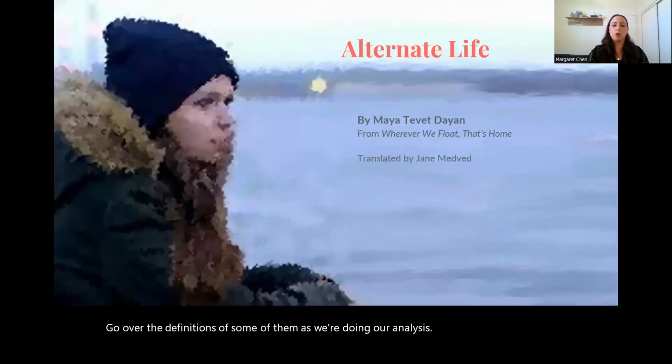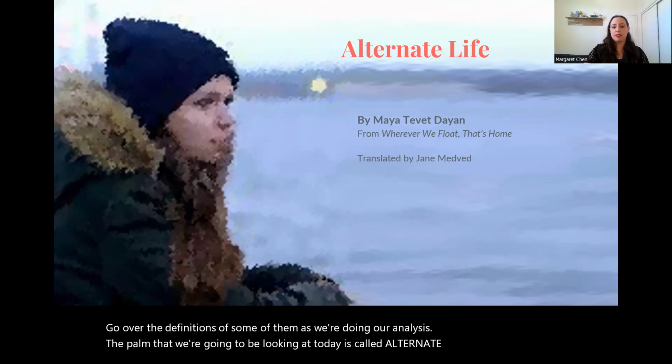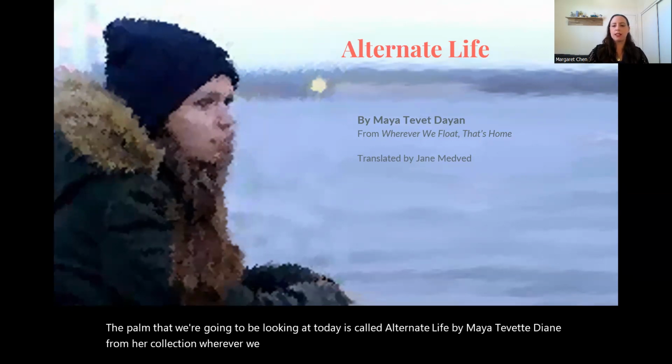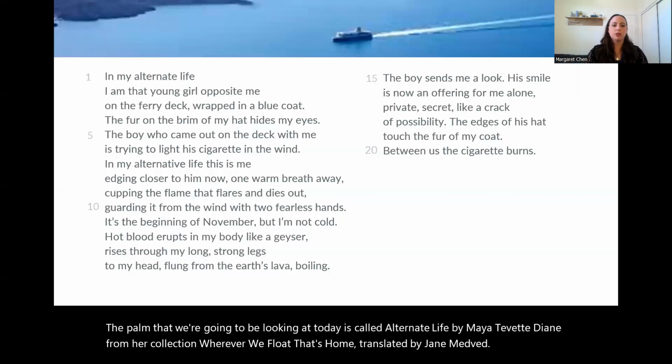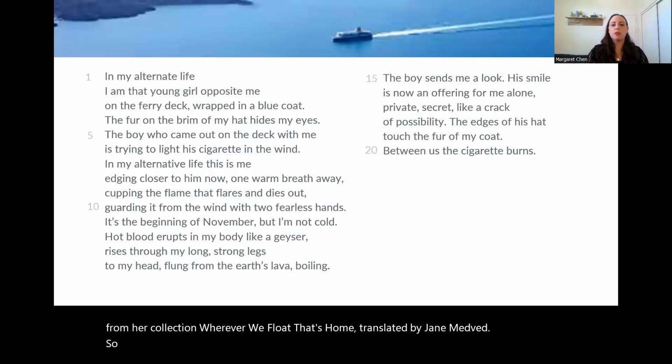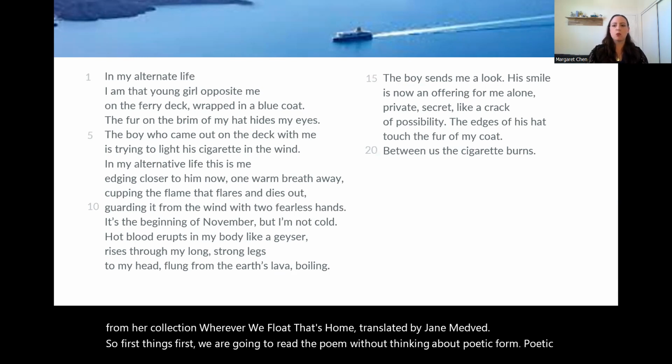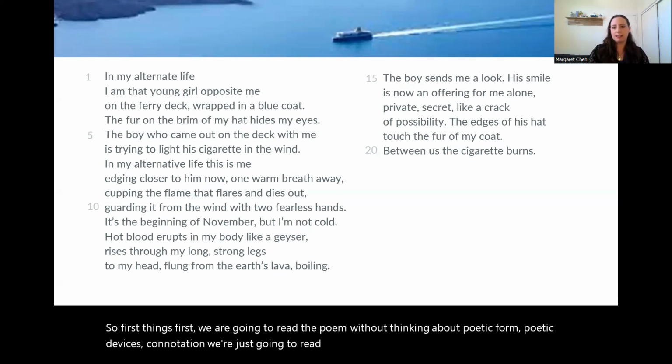The poem that we're going to be looking at today is called Alternate Life by Maya Tevet Dayan, and from her collection Wherever We Float, That's Home, translated by Jane Medved. So first things first, we are going to read the poem without thinking about poetic form, poetic devices, connotation. We're just going to read it as it is.